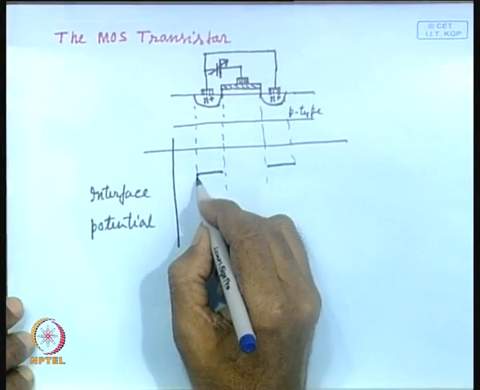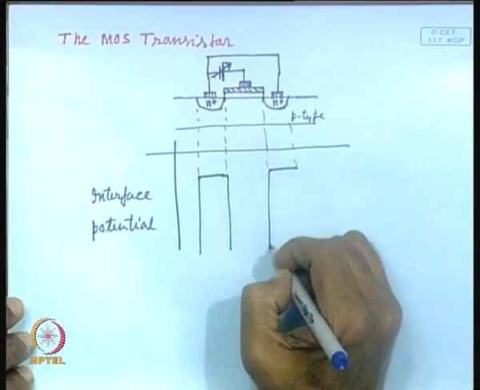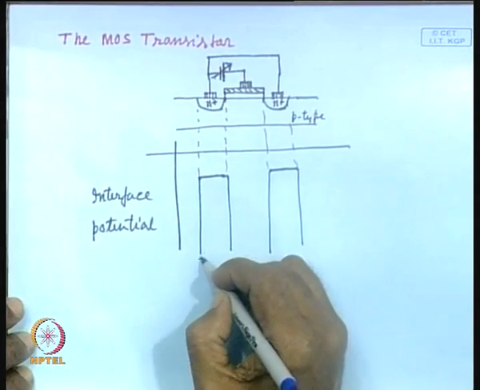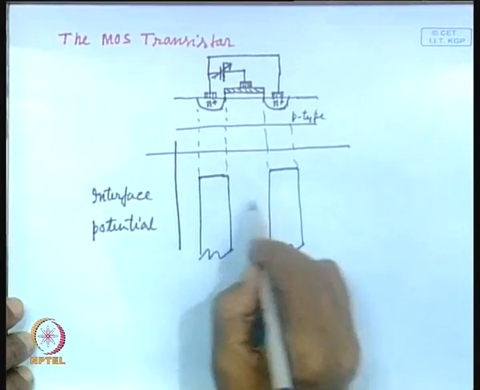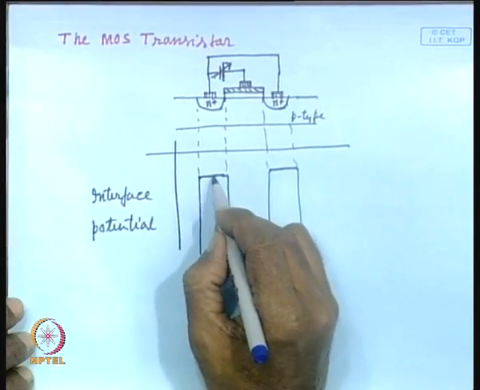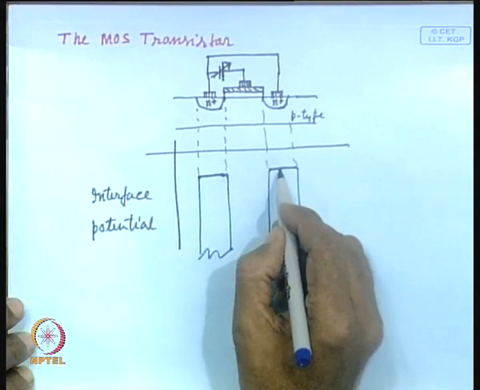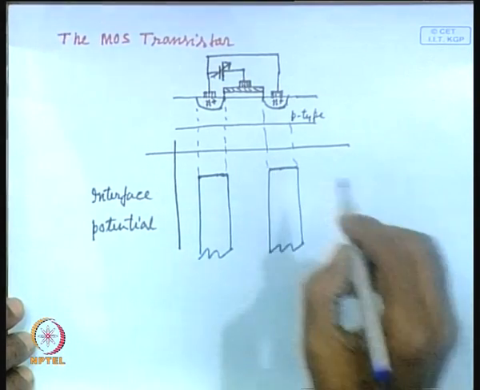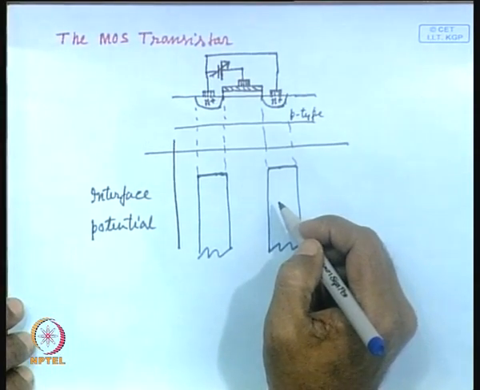We can consider them as n wells of infinite depth. On both sides you have got n wells of infinite depth, and since they are connected, tied together, the potentials are the same. Now, what about the middle portion? What will happen to the middle portion?